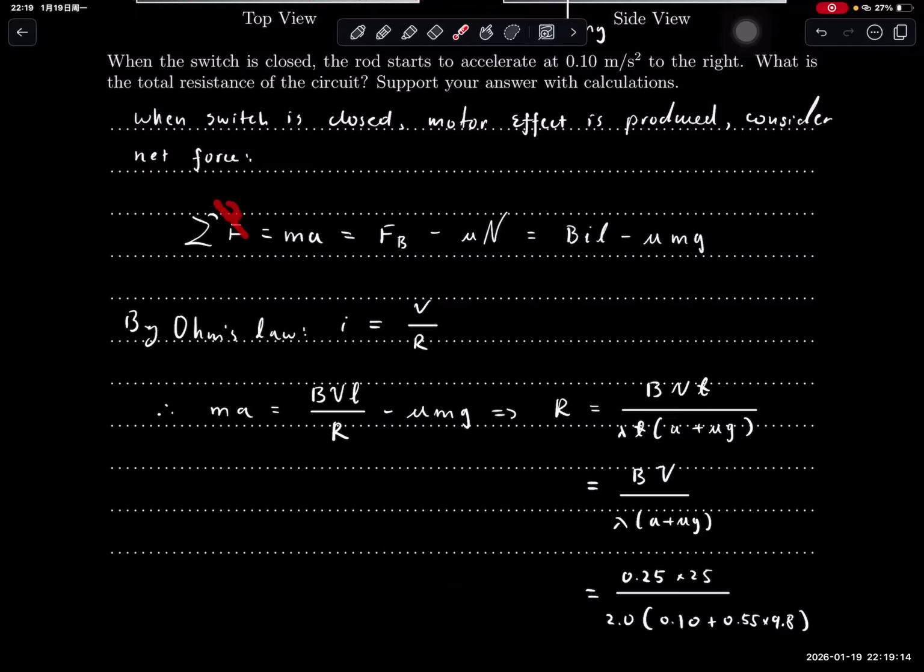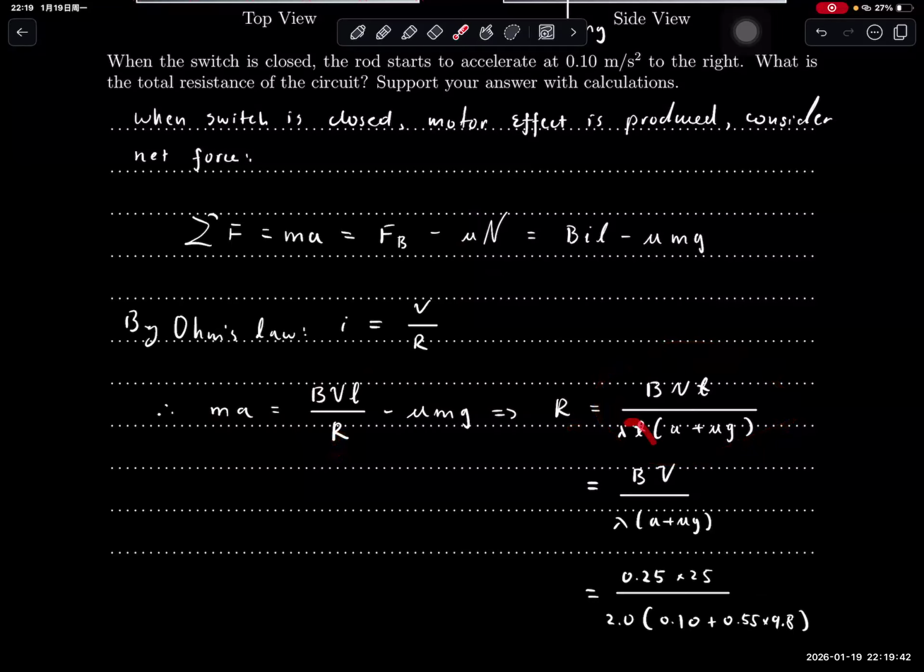We know that F equals ma, Newton's second law. This equals the magnetic force applied to it, subtracted by the friction force. The friction force is mu N, which is just mu mg. According to Ohm's law, I equals V over R. It's pretty trivial. If you plug that in, you get ma equals this big expression, and if I rearrange for R, you get this relationship.